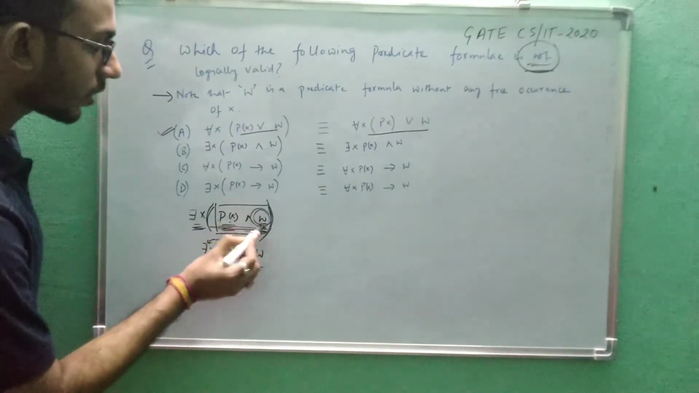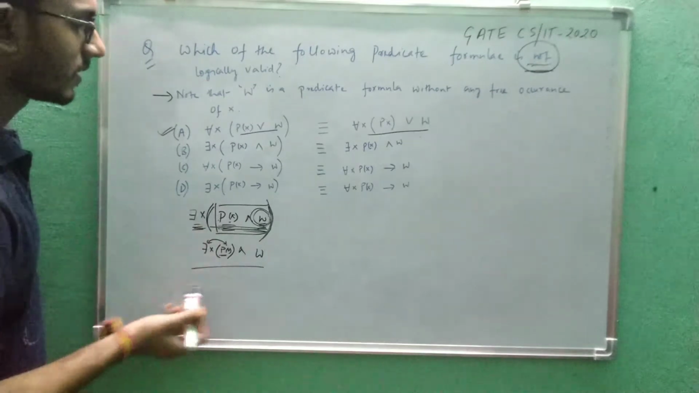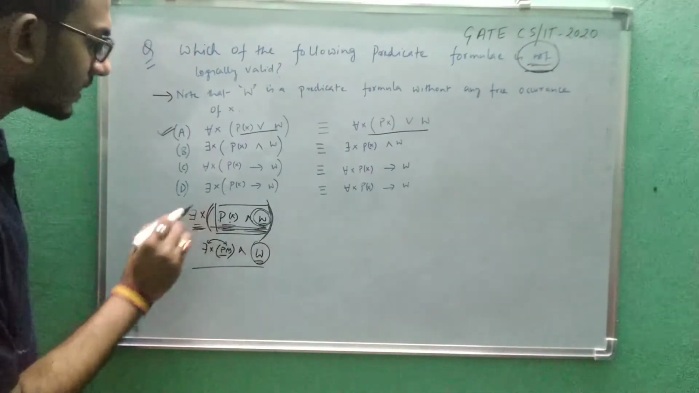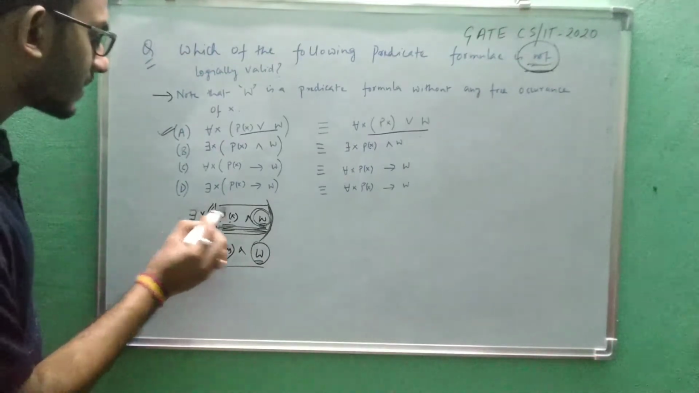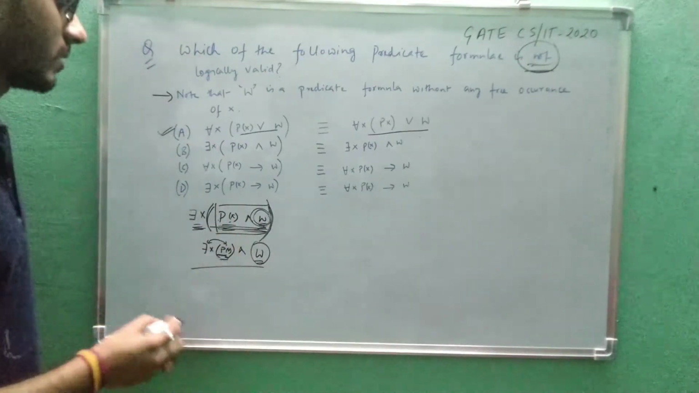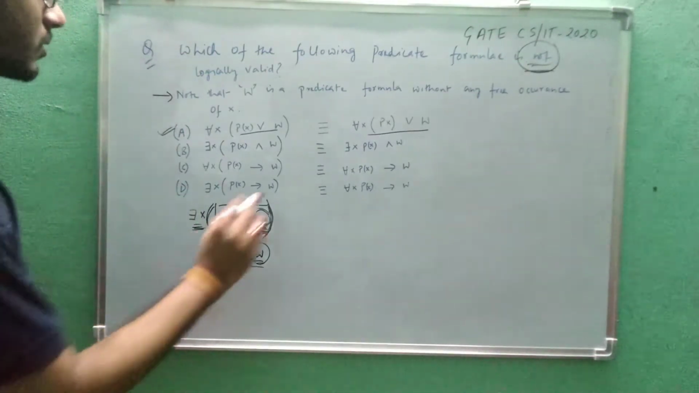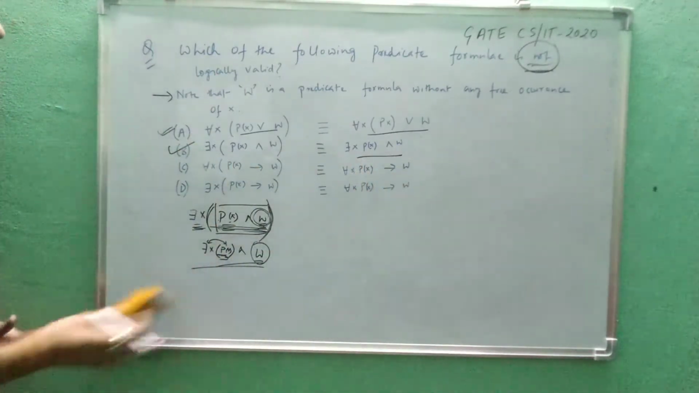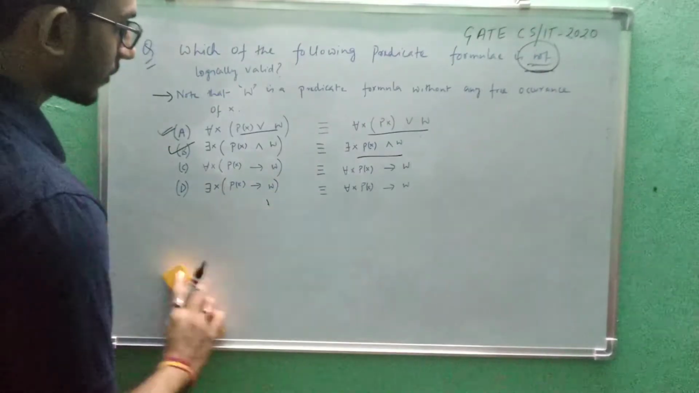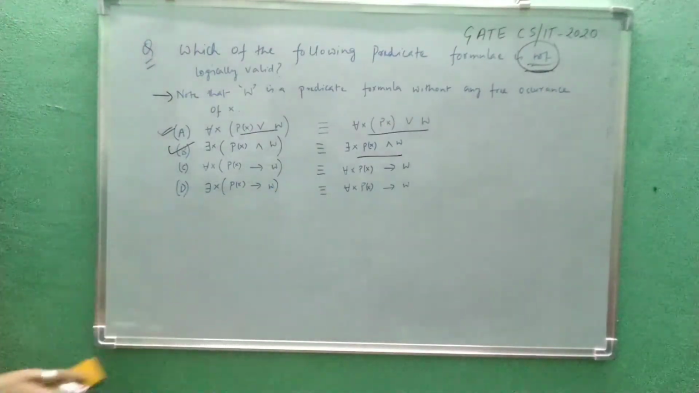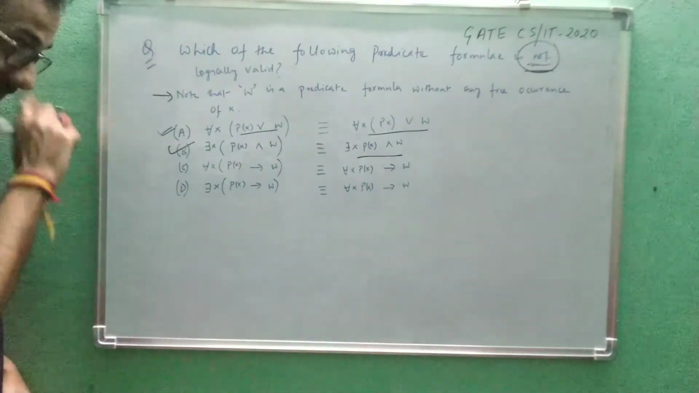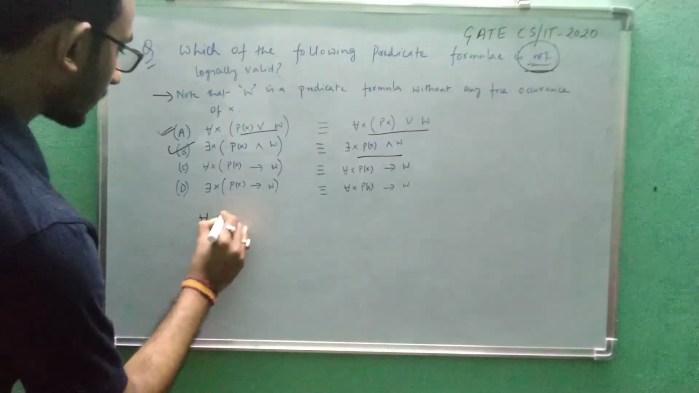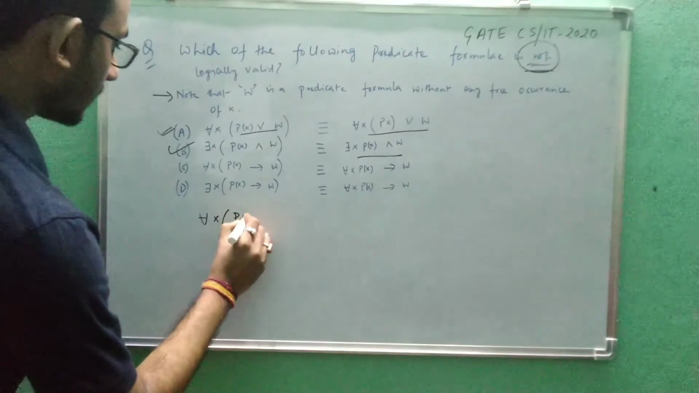But W is not dependent on x, so it will be a totally different entity. So we can simply say that there exists x such that it satisfies P of x. So simply this will be the answer. So B is also a correct one, and we are finding the incorrect one. Okay, so now we'll come to C. For all x, P of x.